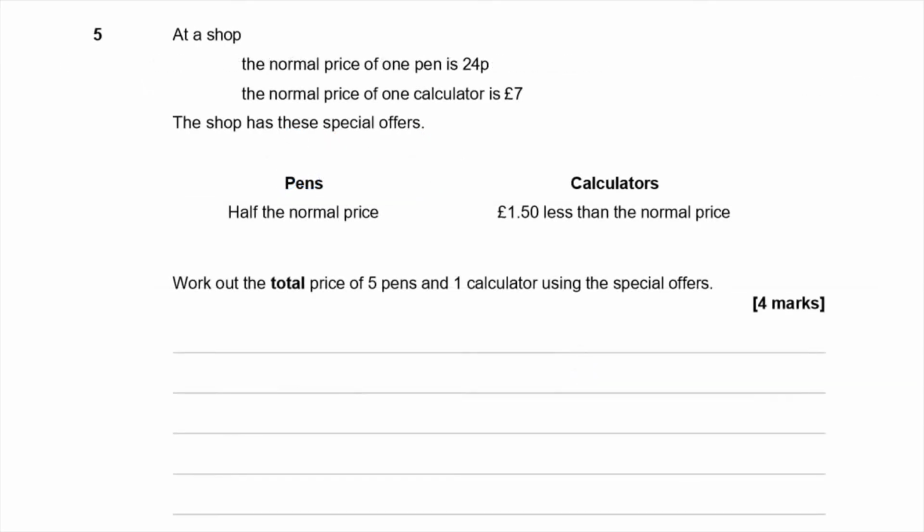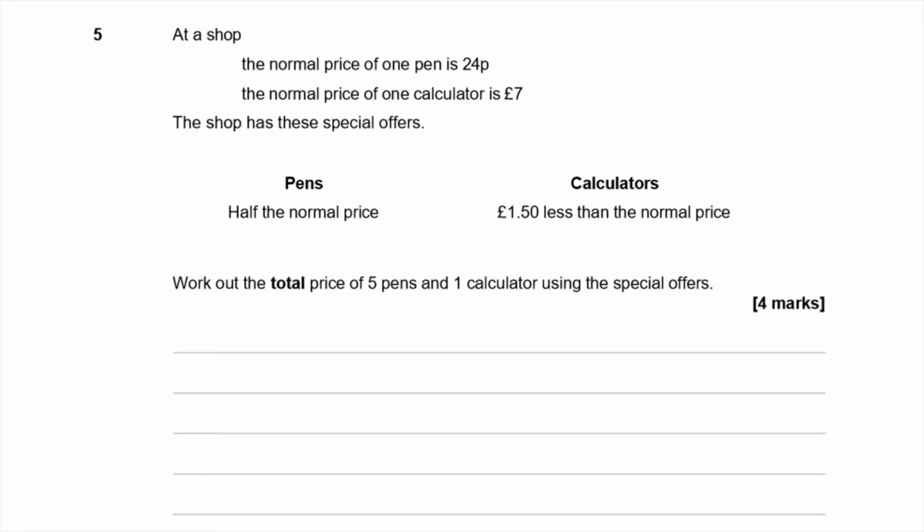Question 5. At a shop, the normal price of 1 pen is 24 pence. The normal price for 1 calculator is £7. The shop has these special offers. Pens, half the normal price. Calculators, £1.50 less than the normal price. Work out the total price of 5 pens and 1 calculator using the special offers. Okay.